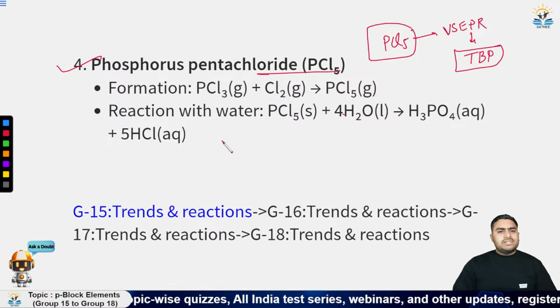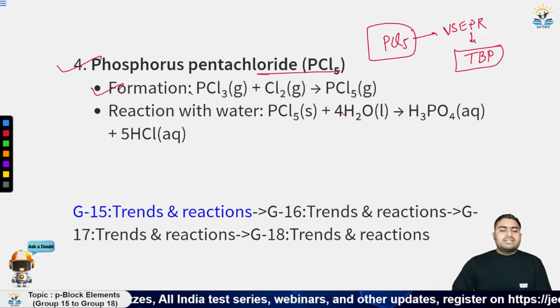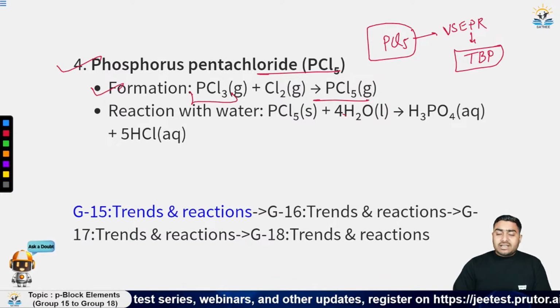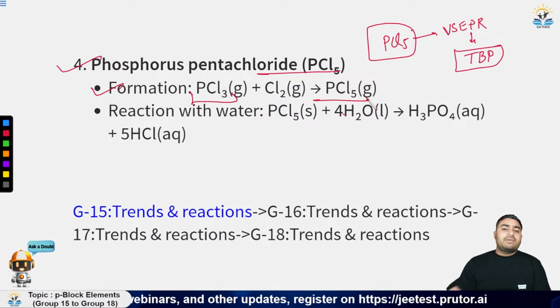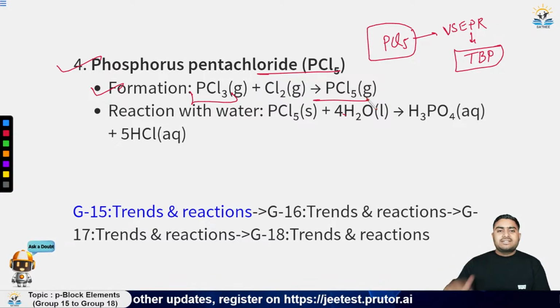due to repulsion, right? So formation: you can see PCl3 plus Cl2 gives PCl5, and if you are heating PCl5, again it will provide PCl3 and Cl2.